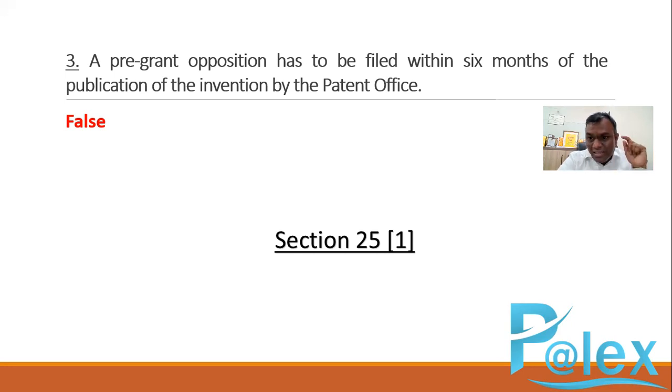Now, in this case, the grant certificate may not be issued before 6 months actually, because that's the timeline given in that case. After publication, 6 months, the patent won't be granted or certificate would not be issued because of the pre-grant opposition. This is the timeline given for the pre-grant opposition. But this blanket statement that it has to be filed within 6 months is wrong. It has to be filed any time before the grant of the patent.